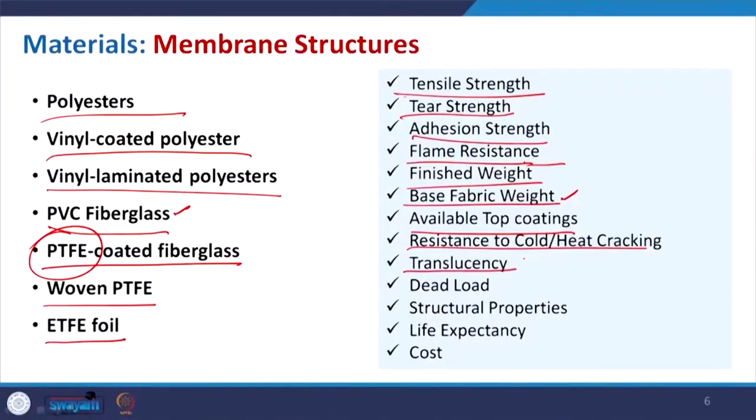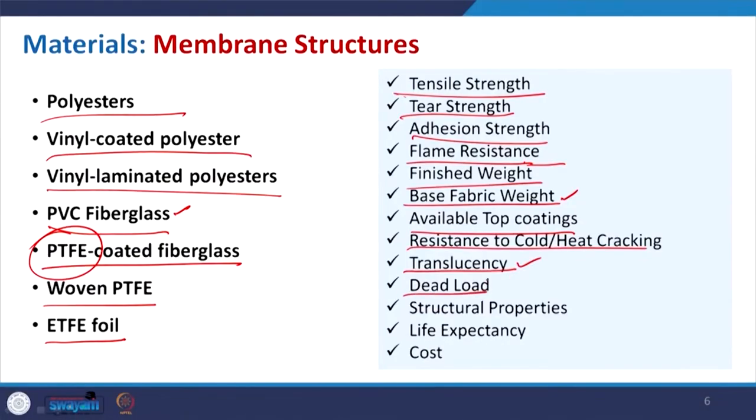Then translucency is another parameter, because in most cases we use it to welcome diffuse light. You will not get the radiation, but with translucency you can maximize the daylight use in the interior space. So we should also look for material where this translucency is available. Then the dead load, which is overall the load imposed, the self weight, should be minimum but without compromising the resistance or stability.